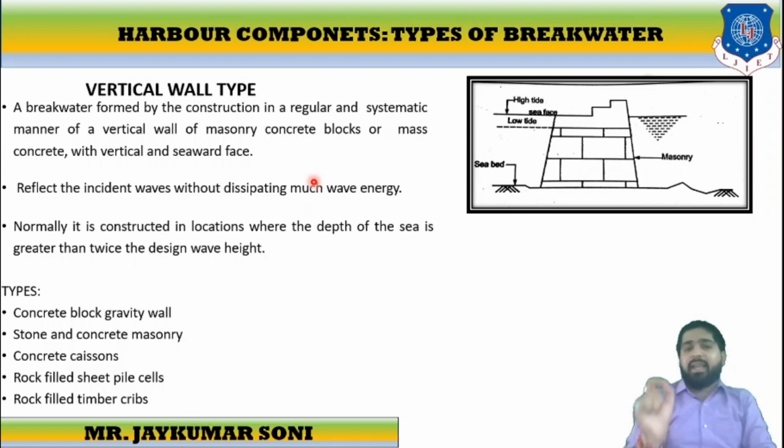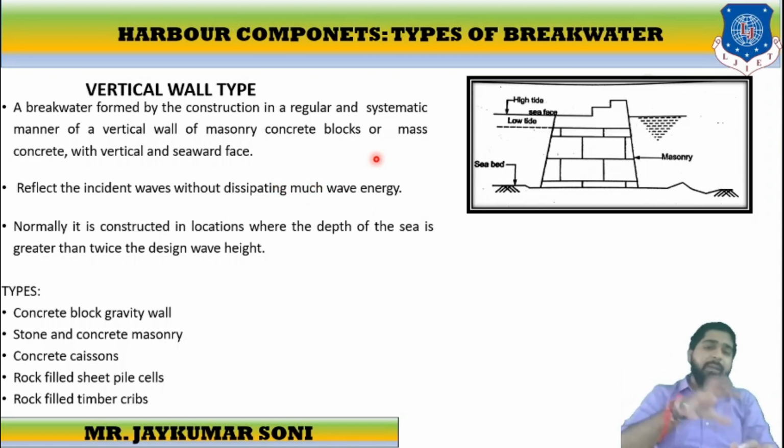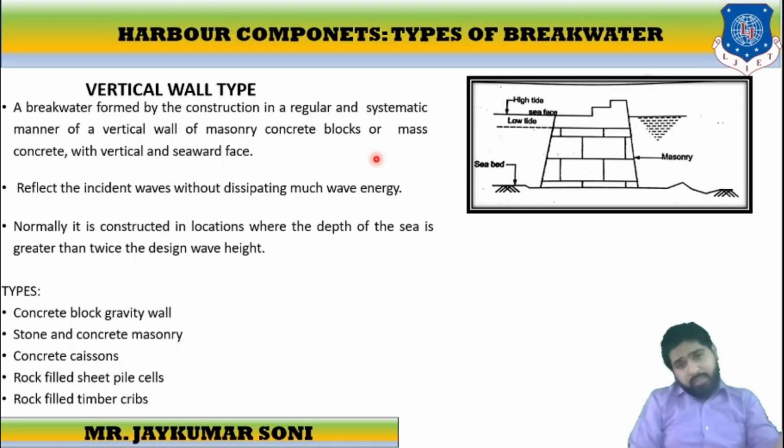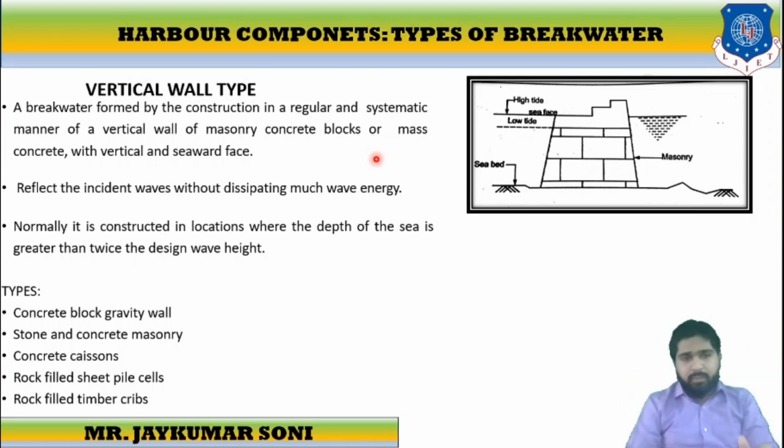It reflects the incident waves without dissipating much wave energy, which was the minus point in the first type, the rock mound. What was happening in that type of breakwater is that much of the wave energy was dissipating. And in this, the wave energy is not dissipated in large amounts. Normally this is constructed in locations where the depth of the sea is greater than twice the design wave height. So this is the technical detail.